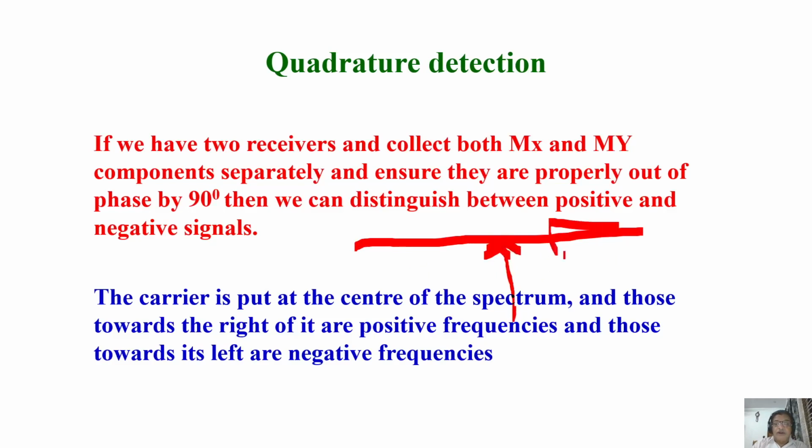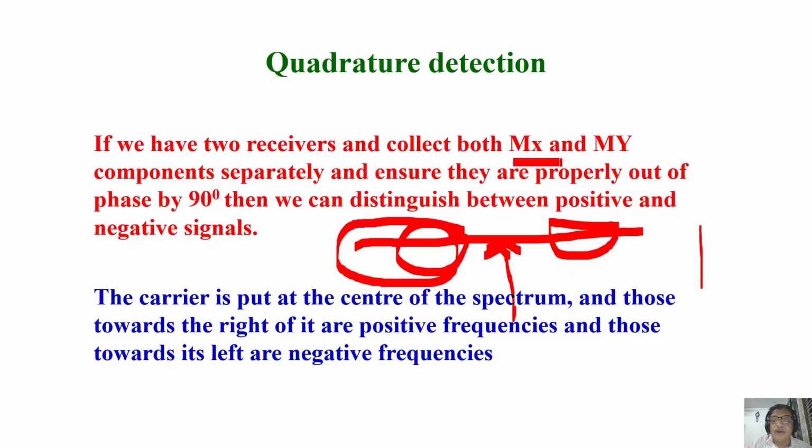And positive negative signal I can understand by having two receivers. I'll detect the MX component in one receiver and the MY component in the other. MX is a cosine part, MY is a sine part. I can detect them individually in two receivers. But in reality, there are no two receivers.